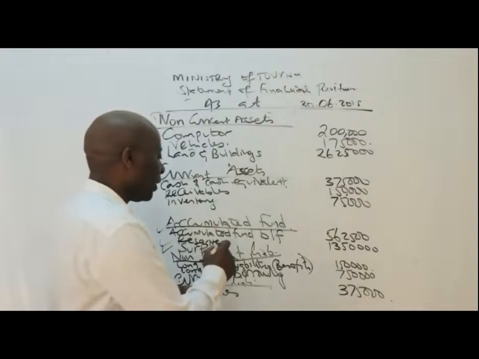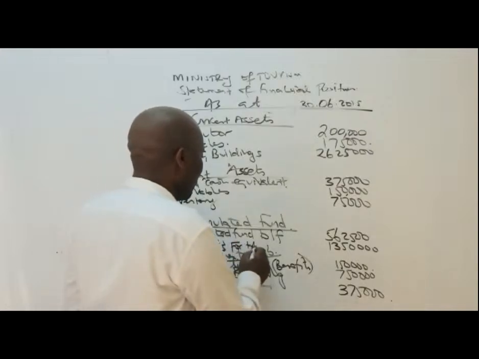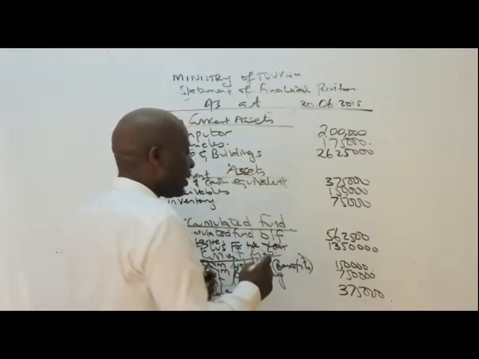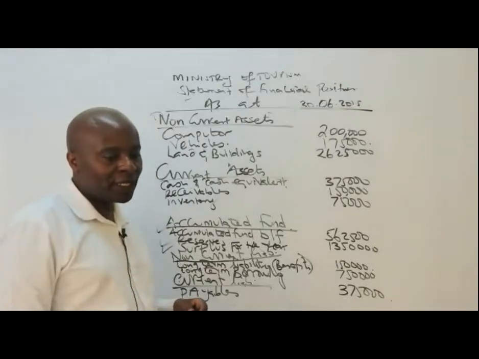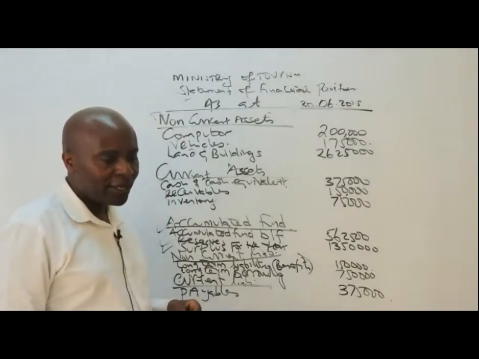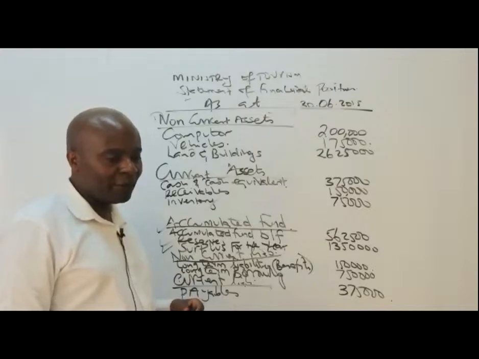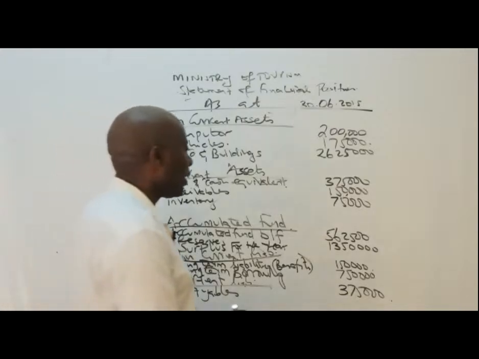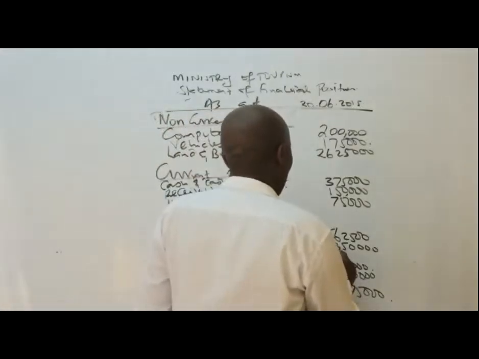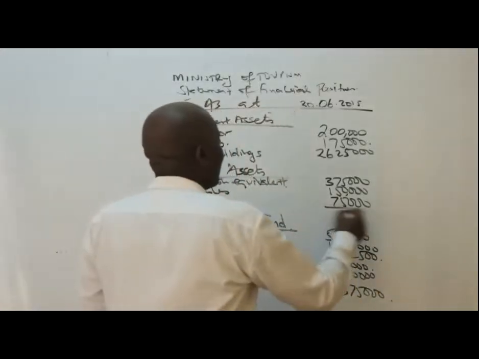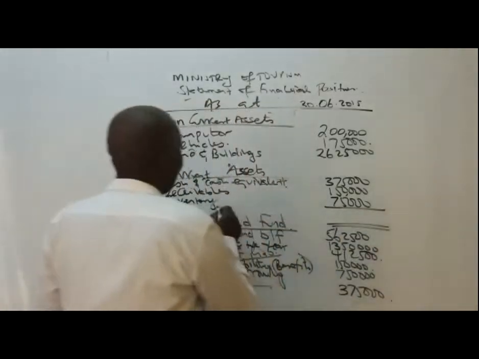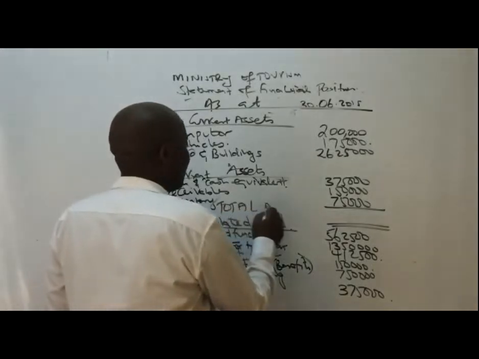So surplus for the year, please remind me the figure. 412,500. So assuming that we have everything with us, please come and give me the total assets.